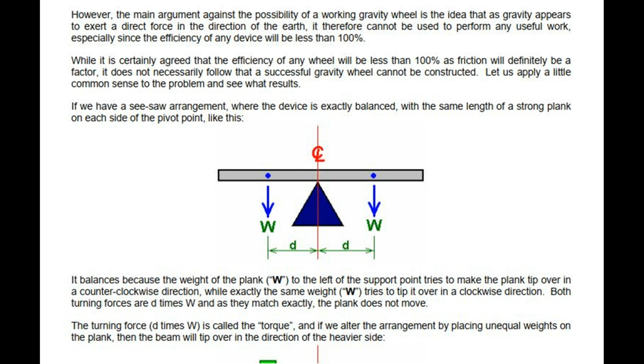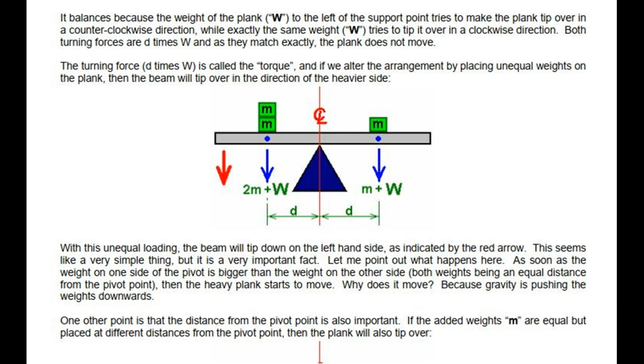Both turning forces are D times W, and as they match exactly, the plank does not move. The turning force, D times W, is called the torque, and if we alter the arrangement by placing unequal weights on the plank, then the beam will tip over in the direction of the heavier side. With this unequal loading, the beam will tip down on the left-hand side, as indicated by the red arrow.